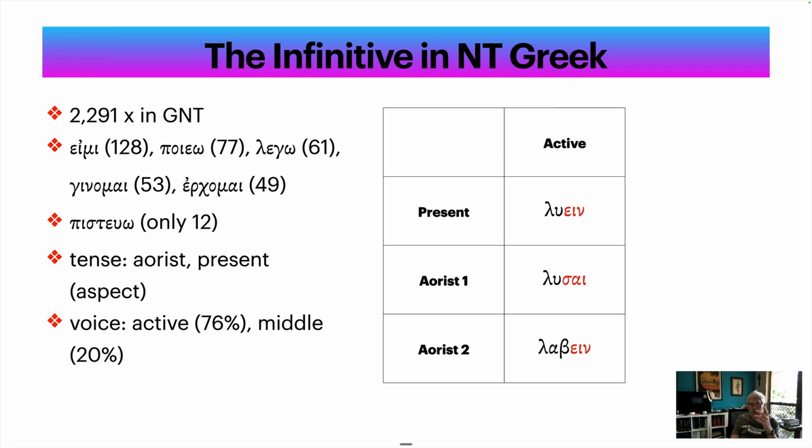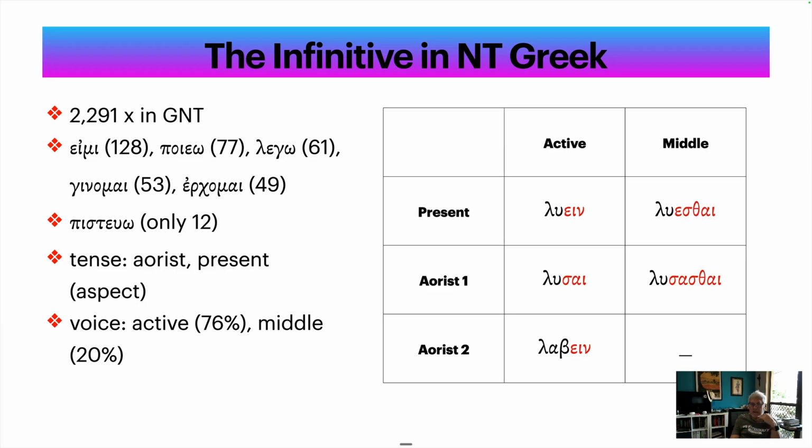And the forms are going to look something like this. Luein, lusai, and if it's a second aorist, it'll have a different stem, and therefore it has the same ending as the present. And in a middle form, not that it's going to occur that often, luesthai and lusasthai, okay? But luein and lusai are the two common forms of the verb in the infinitive that you're going to see.